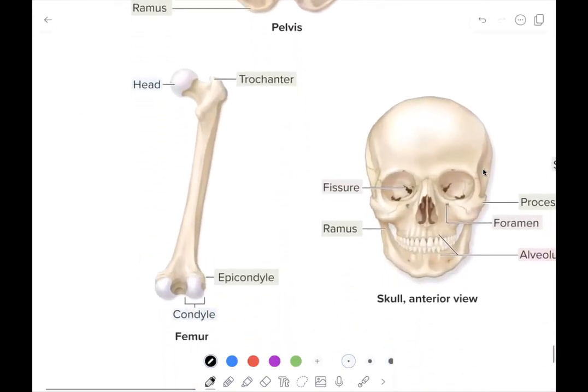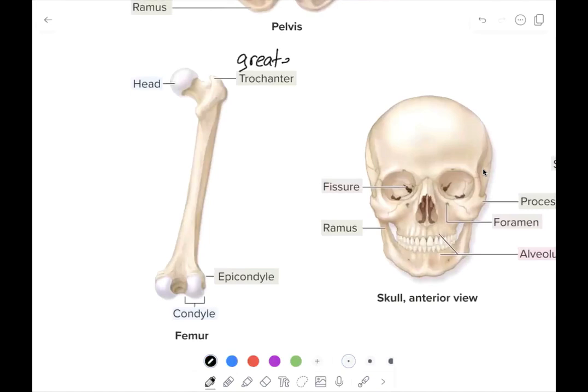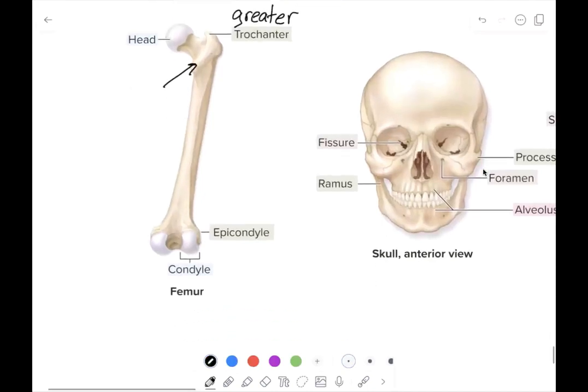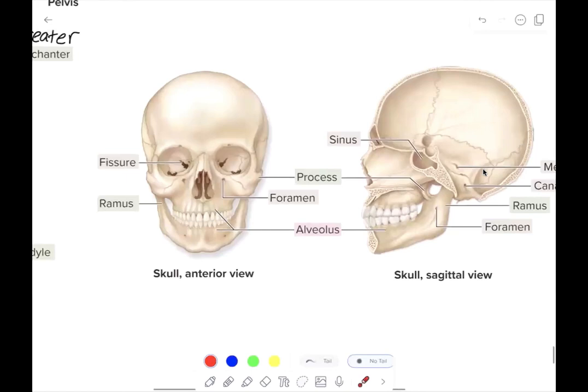On the femur, we have, in this example, the greater trochanter. This arrow that I'm pointing to is the lesser trochanter. The epicondyles and condyles are going to be in the elbow and the knee region, which is where this would be located. And then finally, the skull has things like fissures, the ramus, foramen.